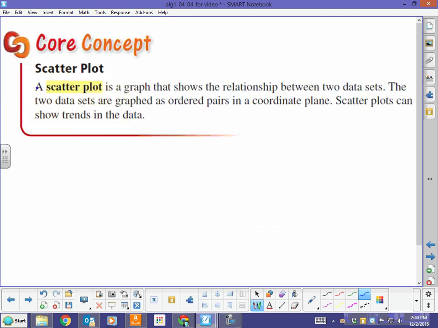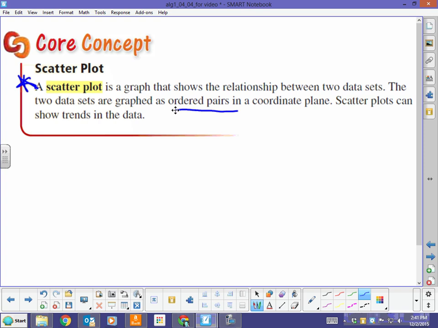So first we start with some vocabulary: scatter plot. A scatter plot is a graph that shows the relationship between two sets of data, and they're graphed as ordered pairs in the coordinate plane. Previously we had worked on functions, which are lines, because we have that mathematical relationship. This is not as neatly done, because in real life, math is a little messier. You have to think mathematically, but the nice relationships aren't always there.